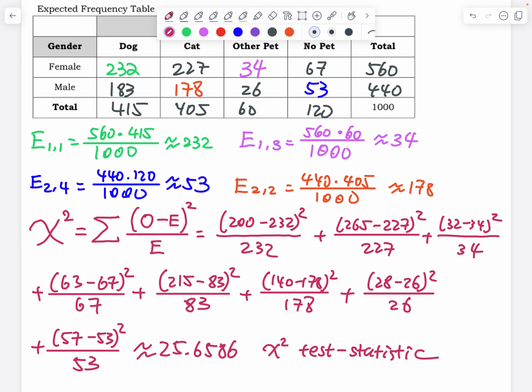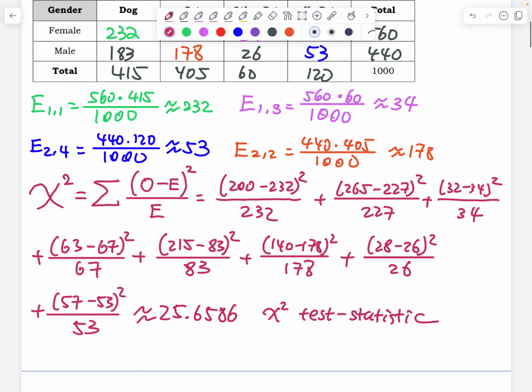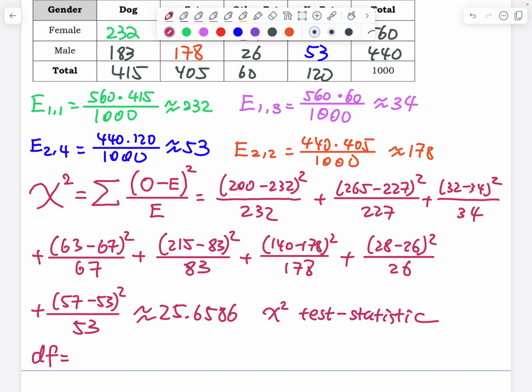And then we have to compute the degrees of freedom. Degrees of freedom is equal to the number of rows, so we have 2 rows, minus 1, multiplied by the number of columns, you have 4 columns, minus 1. This is 1 times 3, which is equal to 3.